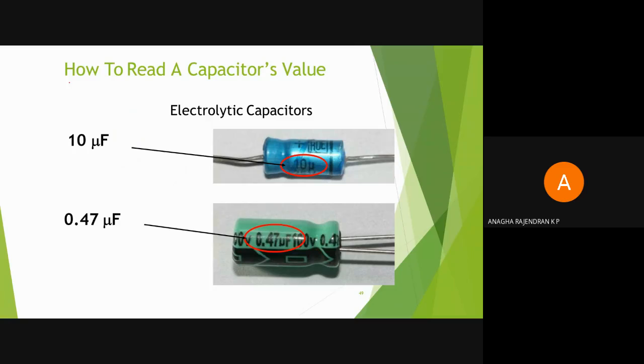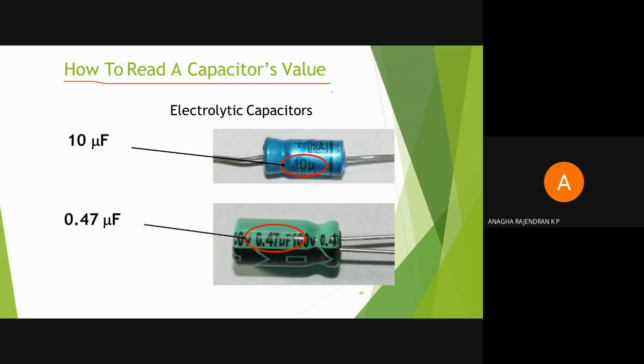Now we are going to discuss how to read a capacitor's value. There are mainly four methods to read a capacitor's value. The first one is direct reading. That is, the capacitance value of a capacitor is directly written on its outer surface.